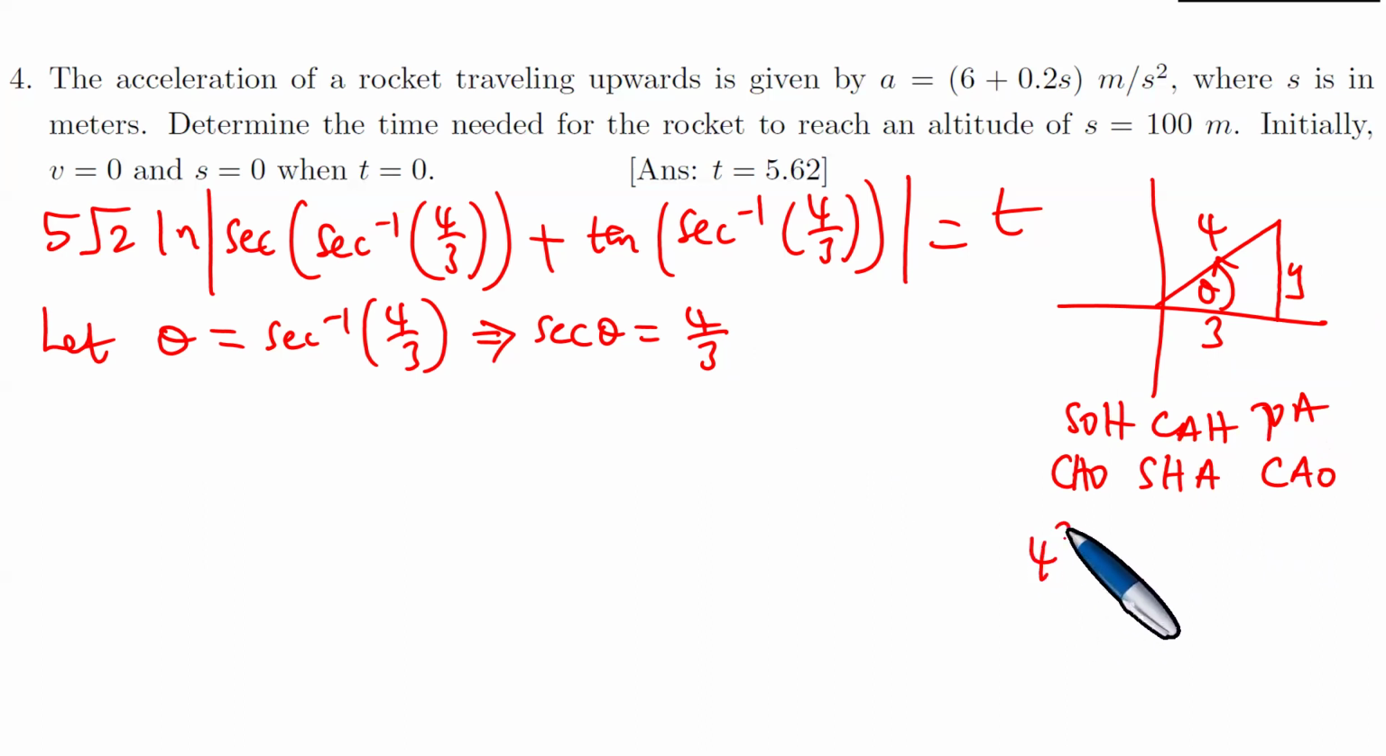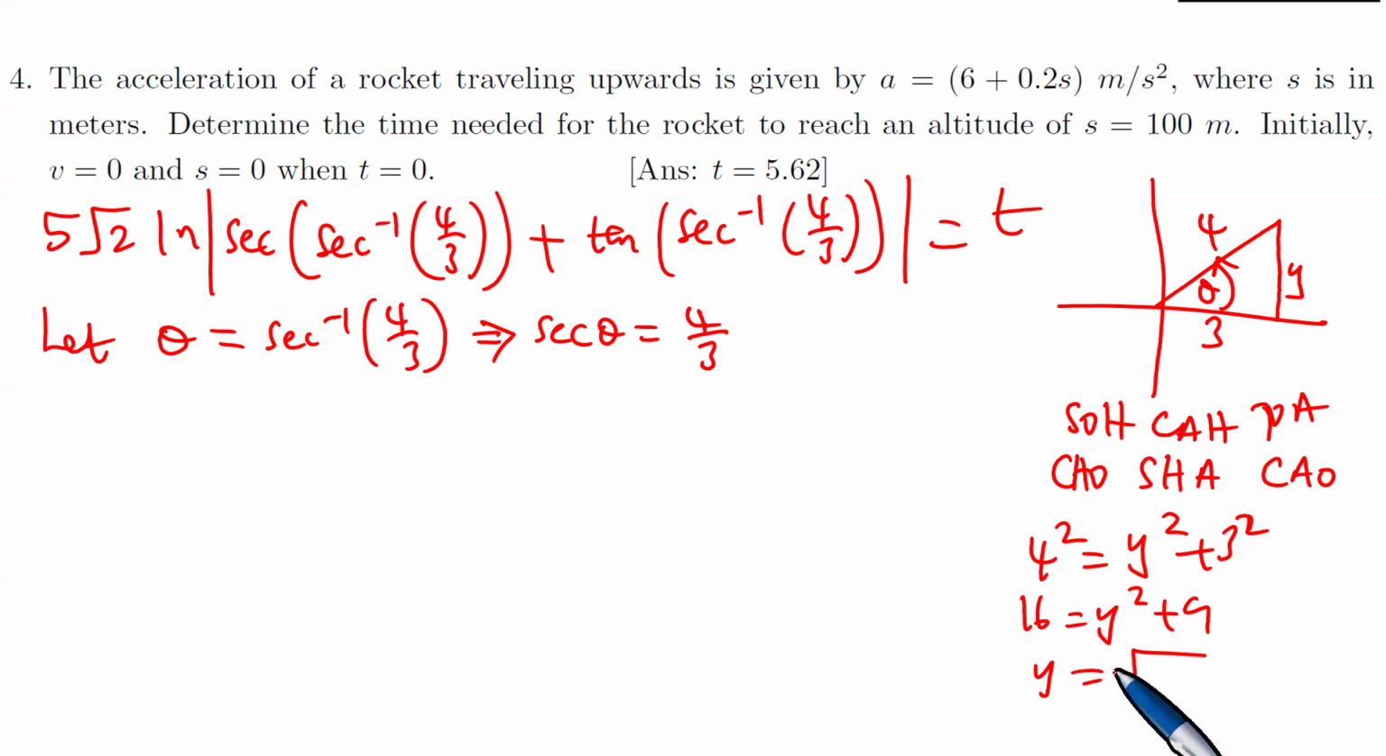By Pythagoras' theorem, 4 squared is y squared plus 3 squared, meaning that 4 squared, which is 16, equals y squared plus 9, which means y is equal to the square root of plus or minus 16 minus 9, and 16 minus 9 is 7. So y is going to be the square root of 7, but we're taking only the positive value there.